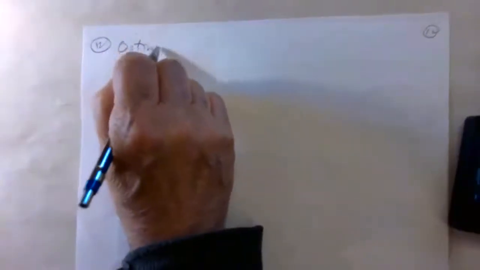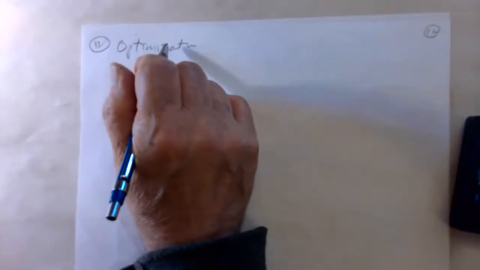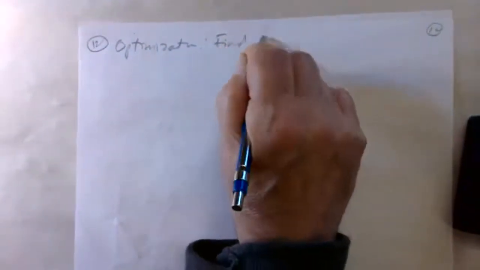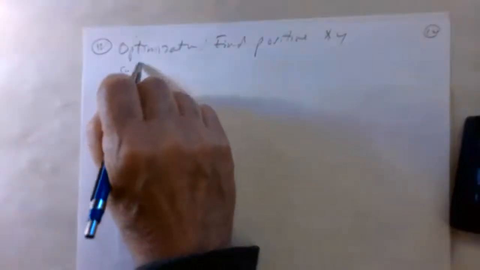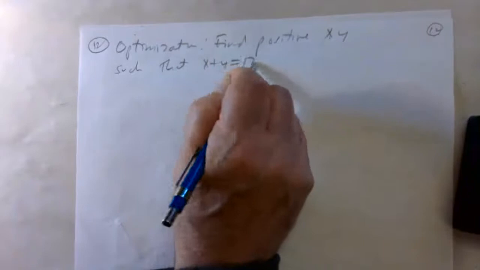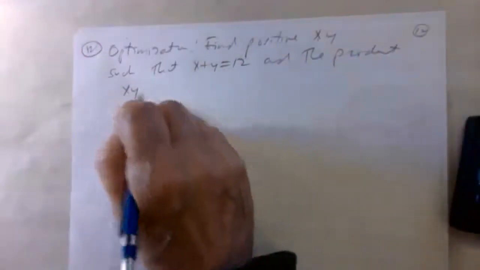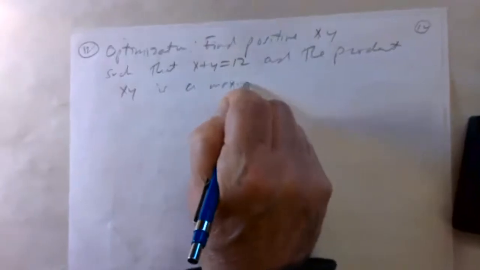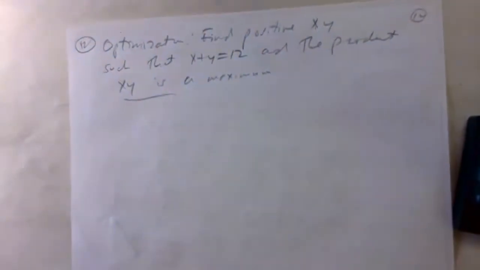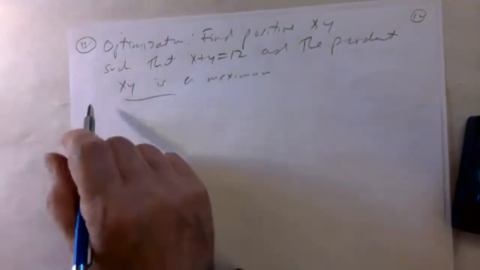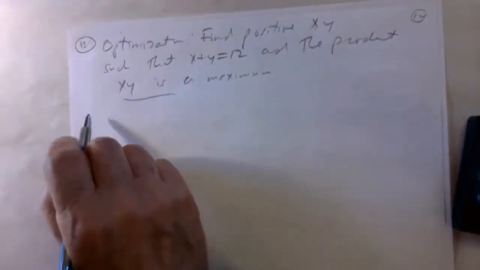And then the last problem, number 12, is an optimization problem. Find positive numbers x and y such that the sum is equal to 12 and the product, x times y, is as large as possible, is a maximum. So I need to reduce this first to a function of just one variable, and we make the initial observation.